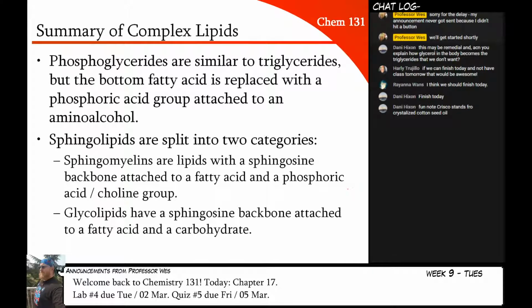So we have that category of complex lipids, and then we have sphingolipids, which are sphingomyelins, which is fatty acid, phosphoric acid, choline. And then glycolipids are sphingosine, fatty acid, carbohydrate.